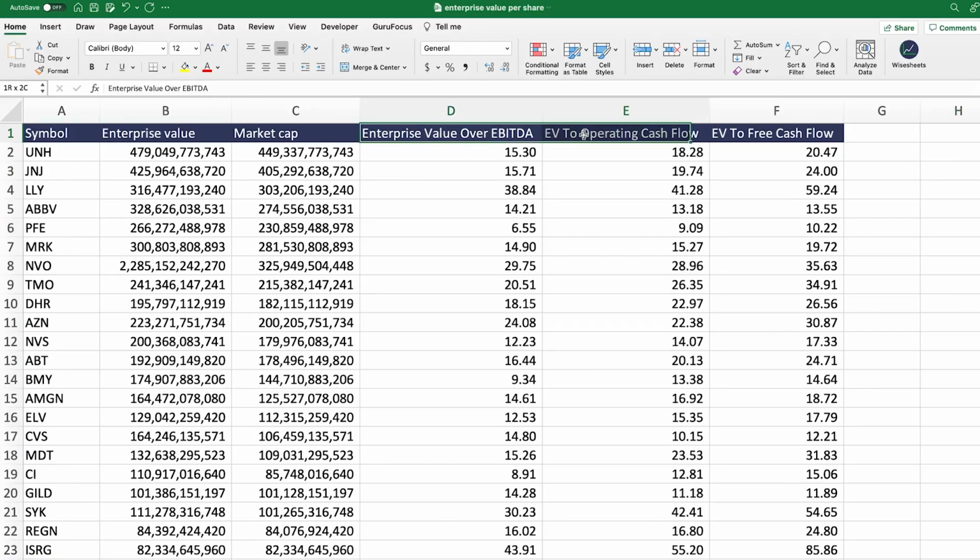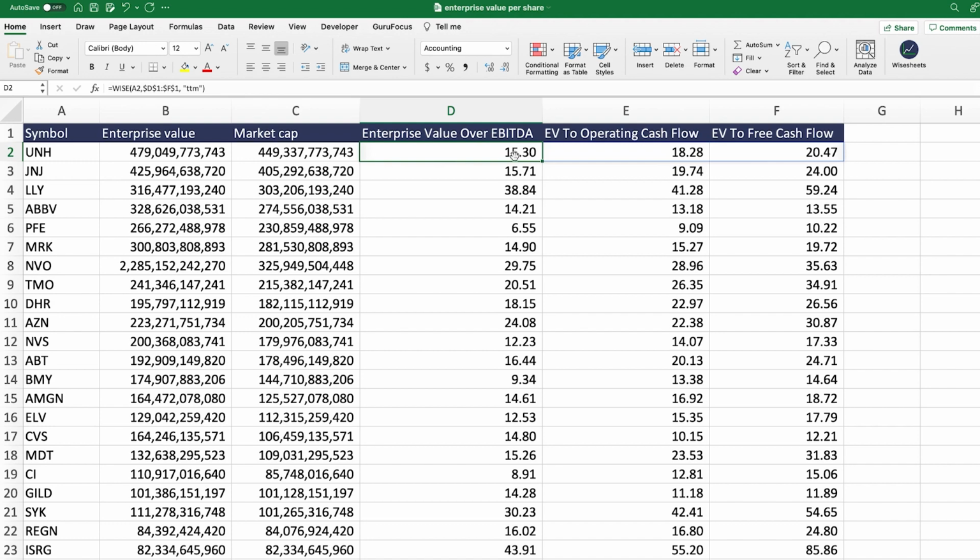With these multiples that we just learned how to get from WISE sheets, and this by the way applies in Excel and Google Sheets, the method is exactly the same. What you could do is figure out how much of the enterprise value you're paying relative to the EBITDA. So in this case, the answer we can see for this company is 15.30. That means that right now the enterprise value is 15.30 times the EBITDA of the company.